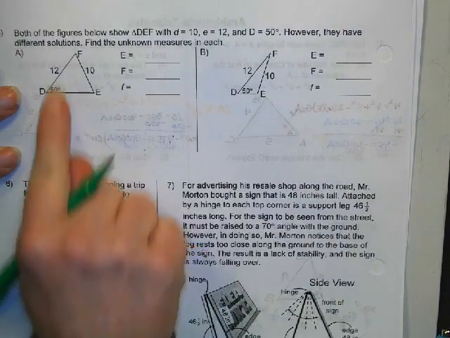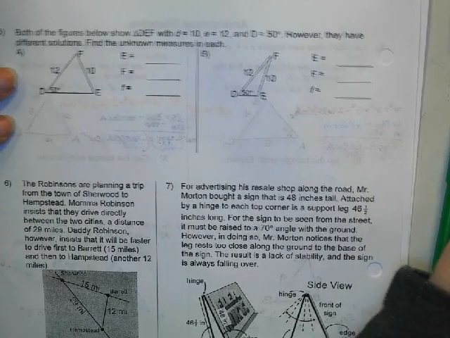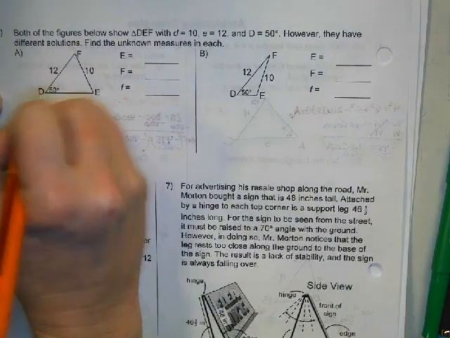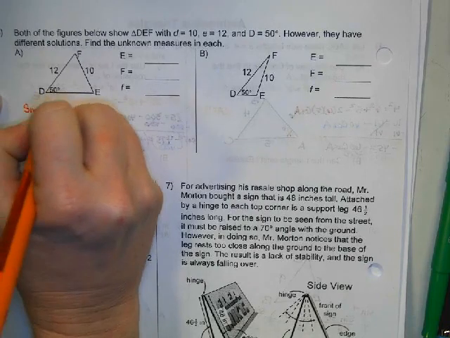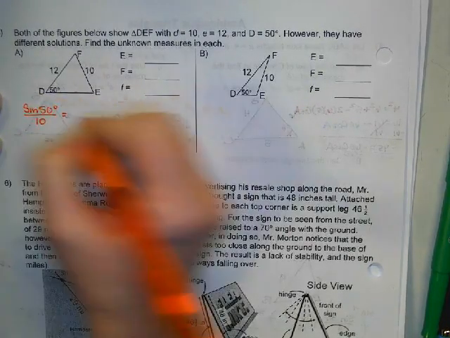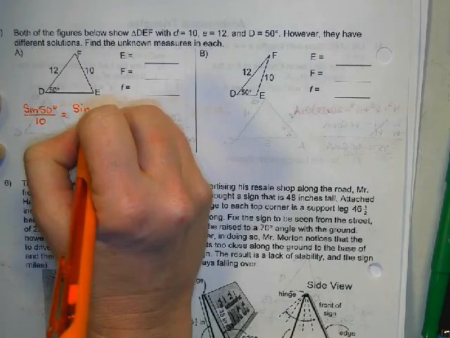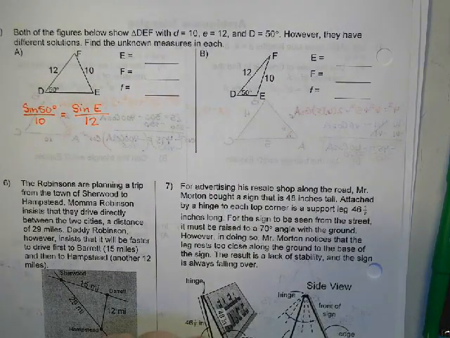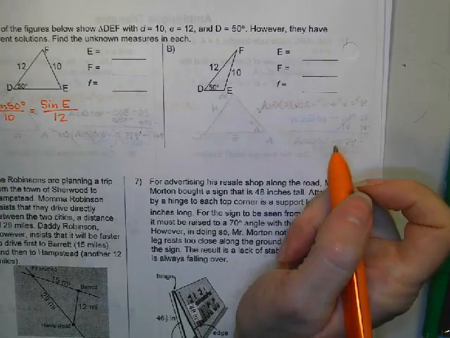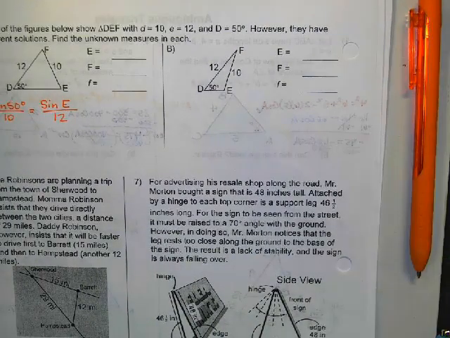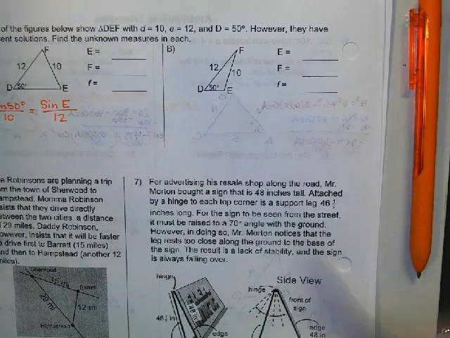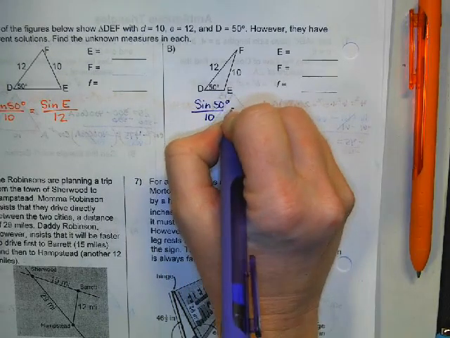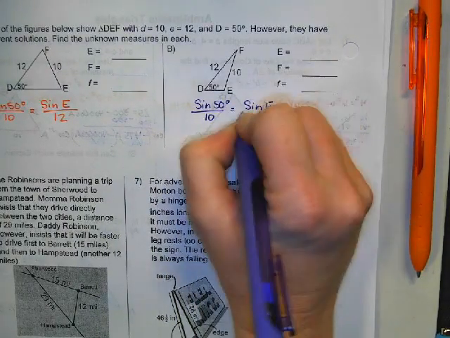So if we're going to find angle E, let's set up the triangle on the left. We're not going to solve it yet, but let's just set it up. If I'm looking for angle E, I have angle D, so I'm going to do sine of 50 over 10 equals sine of E over 12. Now don't solve it yet, but let's go over here and do this one. Same thing, I want to find angle E. So I set up sine of 50 over 10 equals sine of E over 12.